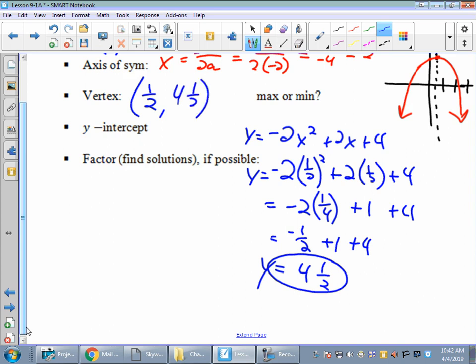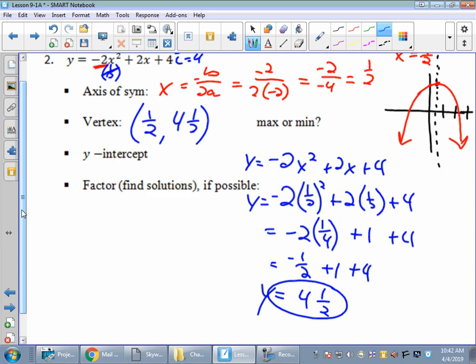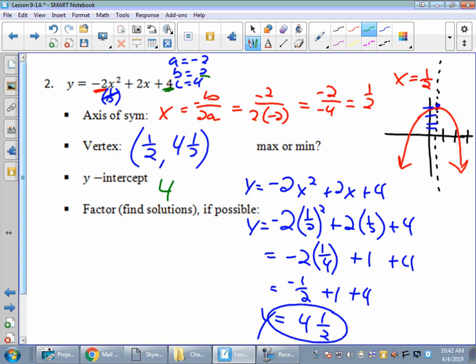And if you look back at our graph, I tried to do it as good as possible here, 1, 2, 3, 4, and then this would be a little bit higher, so 4.5 would be my vertex there. What's my y-intercept? My y-intercept is 4. Remember, that's my c value.